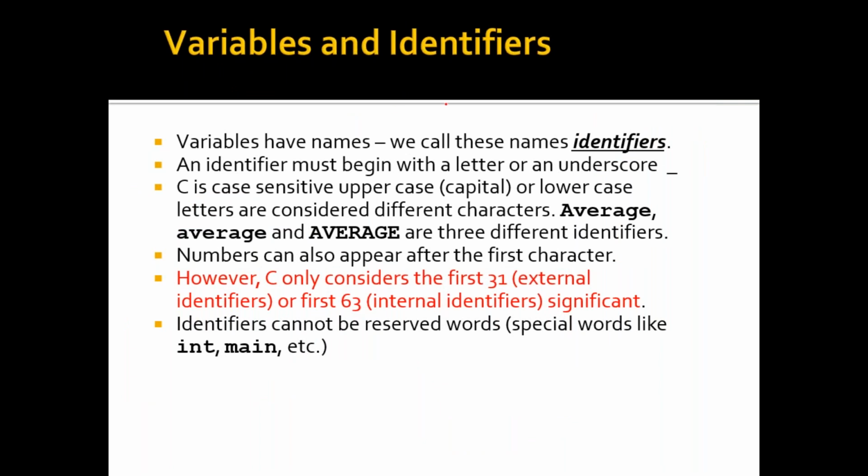So, variables and identifiers. Variables have names. We call these names identifiers. So an identifier is the name of a variable. An identifier must begin with a letter or an underscore. So it must start with a letter or an underscore.